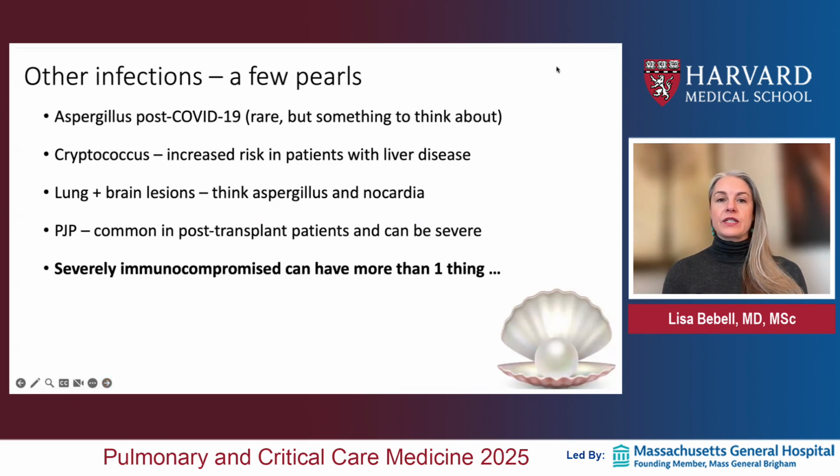Just remember that Aspergillus after COVID-19 is still rare, but something to think about. That Cryptococcus does occur, especially in patients with liver disease, even if they don't have other immune suppressive factors. So you can see that in your critically ill hosts, and the immune compromise there is just their liver disease. If you see lung and brain lesions together, think about Aspergillus and nocardia as common causes of those. Remember that PJP can be very common in post-transplant patients and very severe, and that your severely immune-compromised patients can have more than one thing, either two infections, multiple infections, or infection plus something else that's co-occurring.